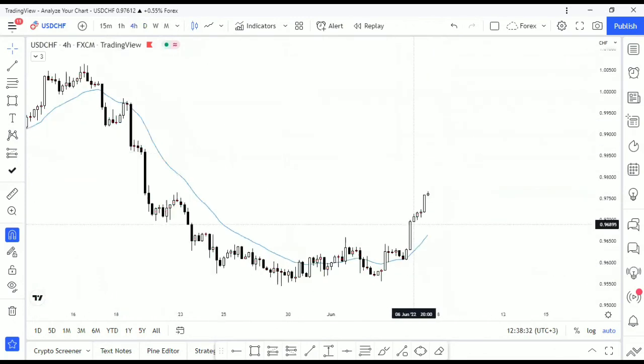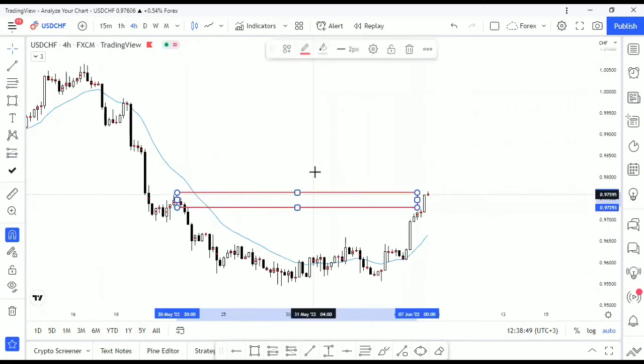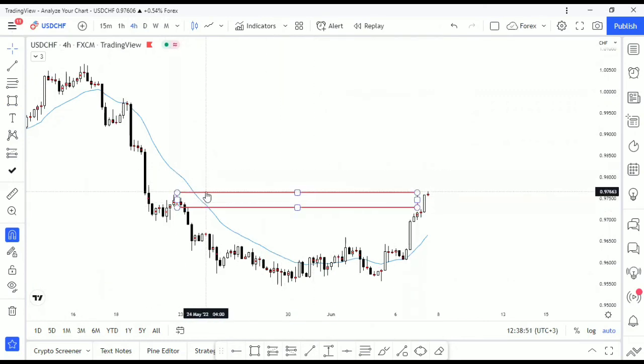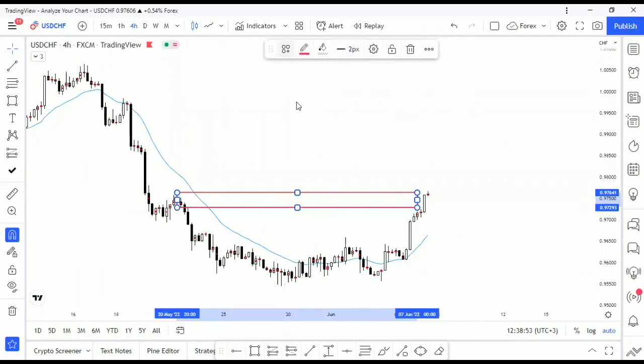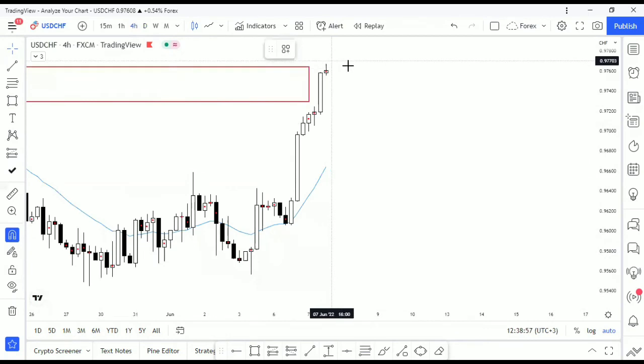As you can see here, we have a very good demand zone that took out this level of supply. Let me show it very clearly. This is the supply zone. We have a supply zone over here. It is already taken out. This is the 4-hour supply zone, which has already been taken out by a single pip.